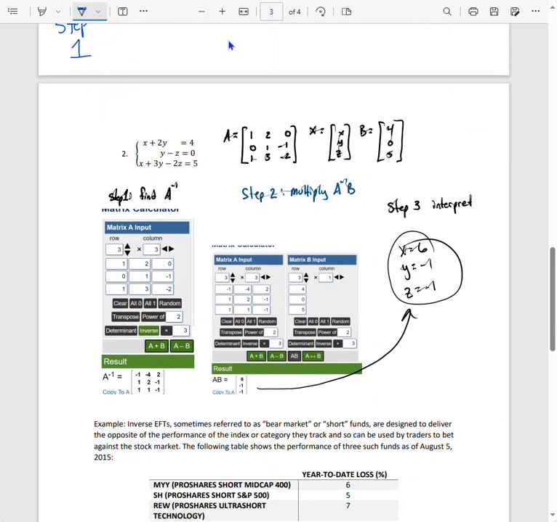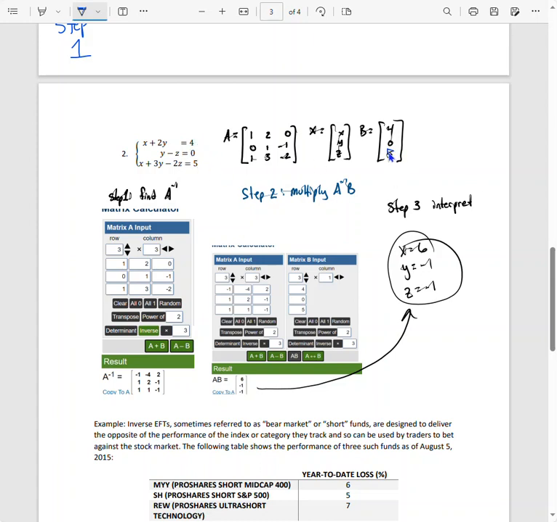I didn't write step 2 or any of that, just step 1. Here's where we're starting. Let's do the second example, and maybe I can write more. Oh, look, they're already there. So my system of equations is x plus 2y equals 4, y minus z equals 0, and x plus 3y minus 2z equals 5. I see that I have variables x, y, and z, so that's my variable matrix. I see my answer matrix, my B matrix is 4, 0, 5.